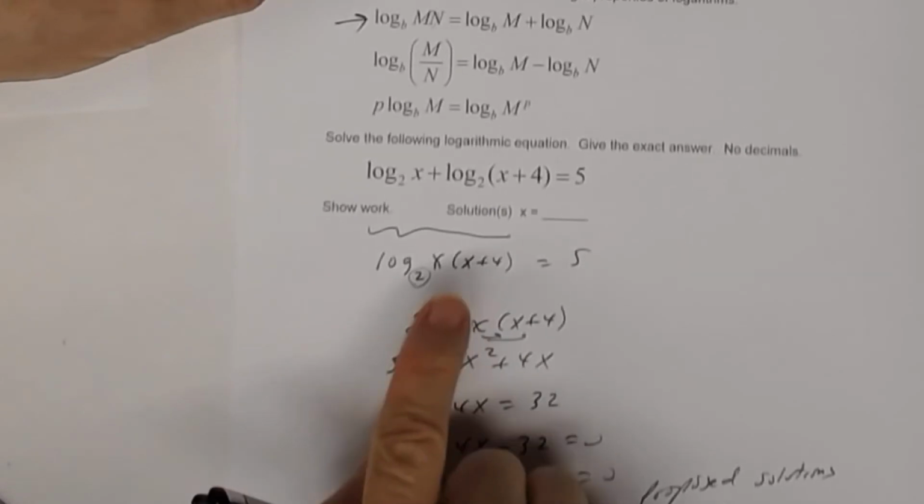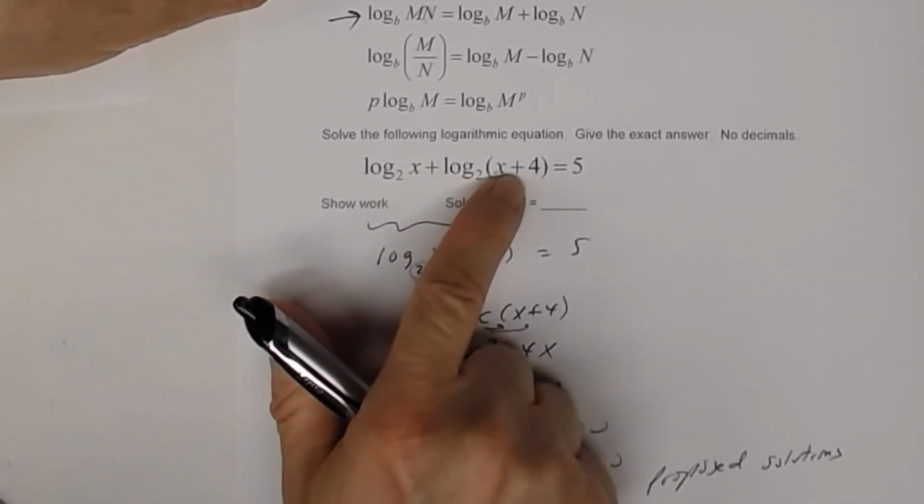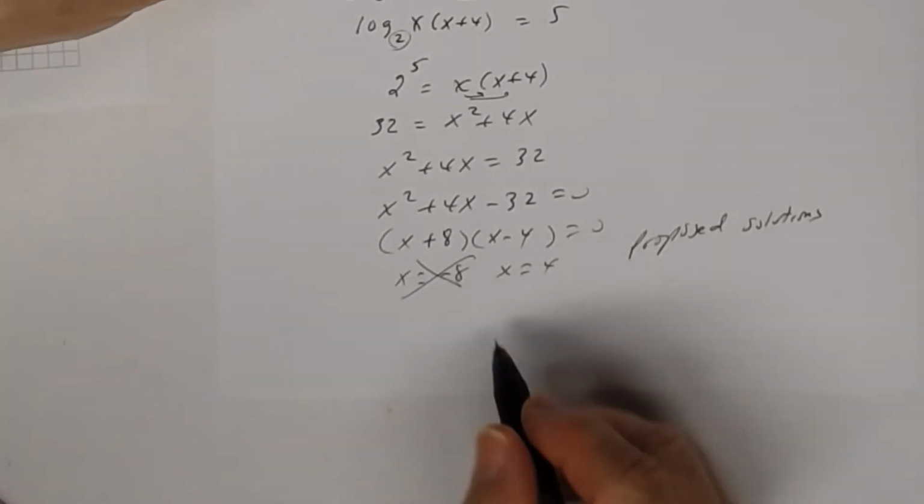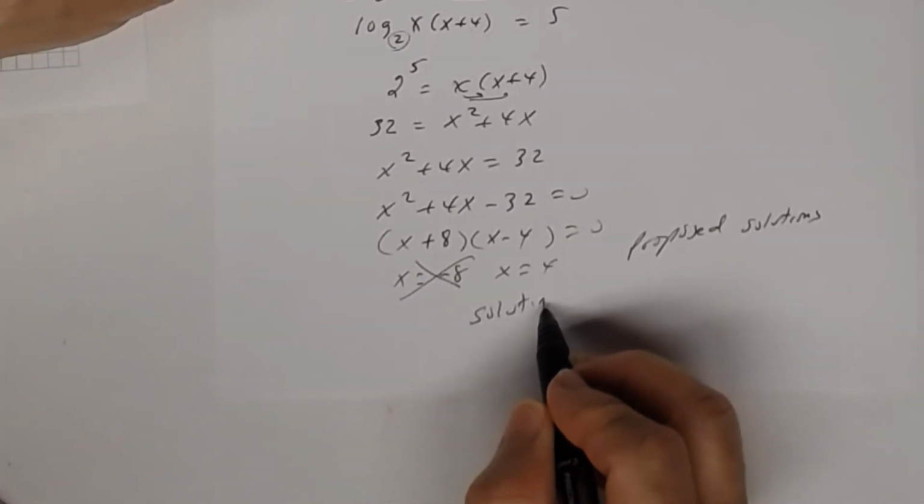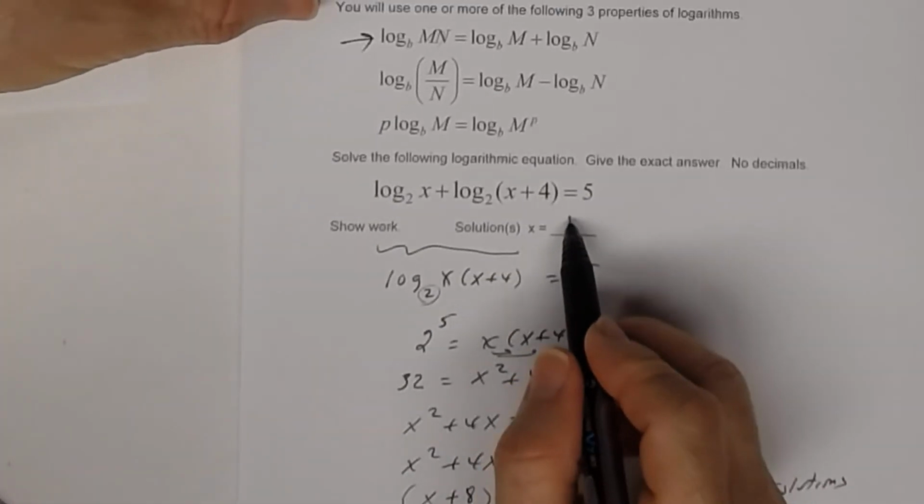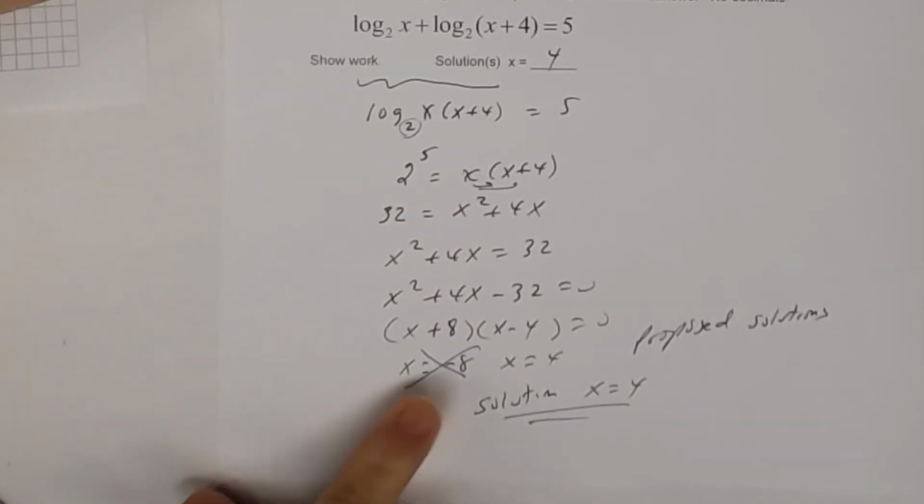But look at 4. When I substitute 4, this argument is still positive. 4 plus 4 is 8, and 8 is still positive, so we should be good. So your only solution is x equals 4. That's the only solution. So I'm going to put 4 here. Okay? But there's the work. You have to show that work.